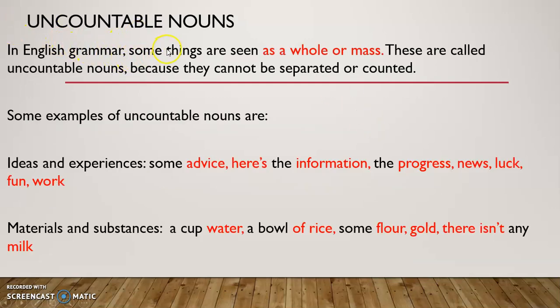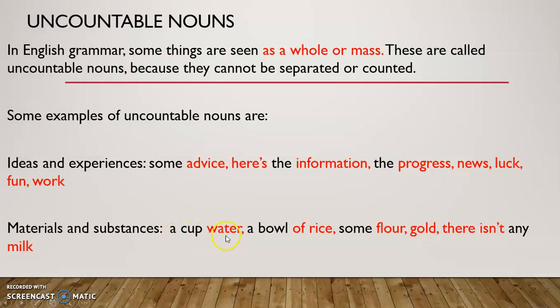Okay. In English grammar, some things are seen as a whole or mass. Maksud dia, walaupun benda tu contohnya flour, sugar. Can you count flour? Cannot. So, awak tengok flour tu as one thing. Satu benda yang satu. Contohnya macam kita tak boleh nak cakap can I have a flour? Can I have 2 flour? Can I have 2 sugars? Cannot.